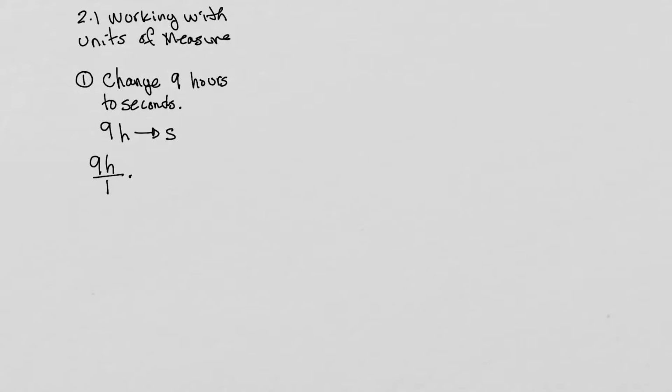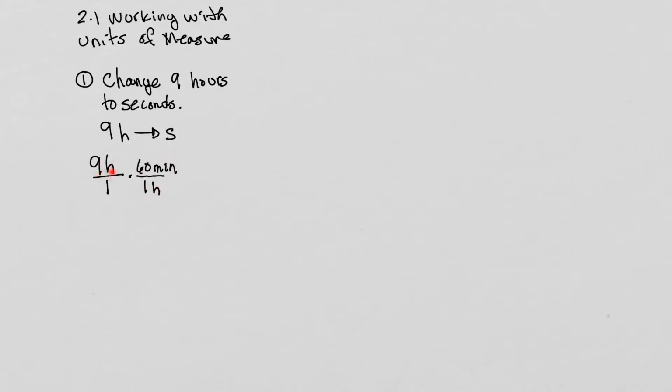Now, here's what we know. We want to get rid of the hours and finally get down to seconds. So I'm going to do a conversion here. What do I know? I know hours go to minutes, and then minutes to seconds. So 9 hours, and I'm going to make a conversion here. 60 minutes is 1 hour. The idea is to put hour on the bottom, since I have it on top, so that eventually they'll cancel. And this is 1, right?